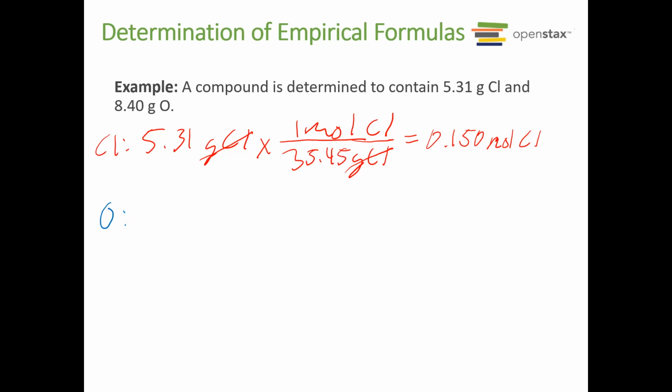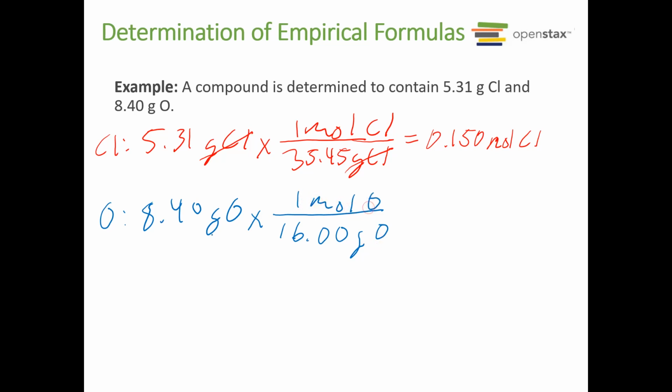For oxygen, we have 8.40 grams of oxygen. And the molar mass of oxygen is 16 grams per mole. So grams cancels with grams. If you divide 8.40 by 16, you should come up with 0.525 moles of oxygen. So again, the number of moles of chlorine is smaller than the number of moles of oxygen. So we're going to divide everything by the number of moles of chlorine.